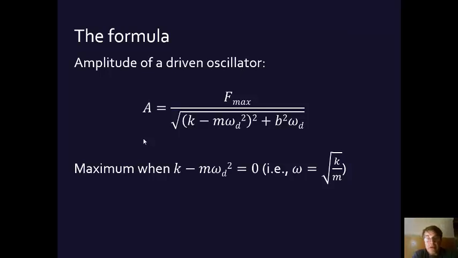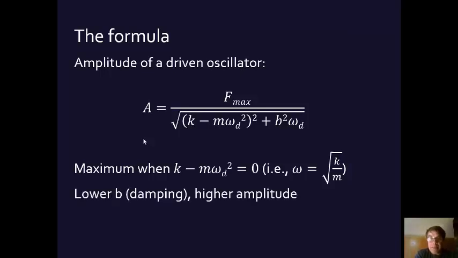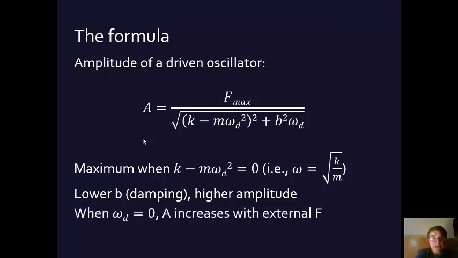Well, what is that? The square root of k over m is the natural frequency from simple harmonic motion. And so when the driving angular frequency, omega d, is equal to the natural frequency, that's when we have a maximum amplitude. Similarly, the lower the b, the higher the amplitude. The lower the damping constant, the higher the amplitude is going to be. They're inversely proportional. And then lastly, when the driving angular frequency is 0, the amplitude is just going to increase directly as the force increases.